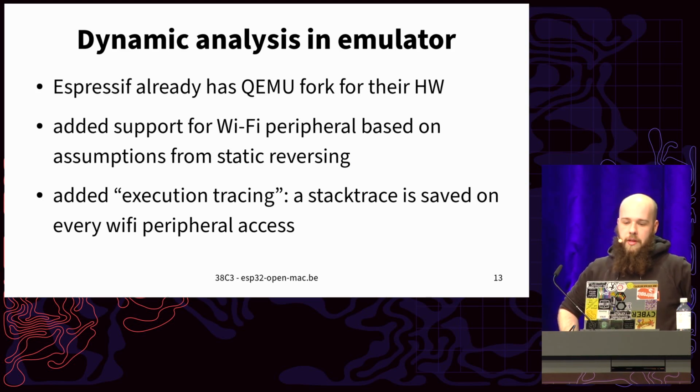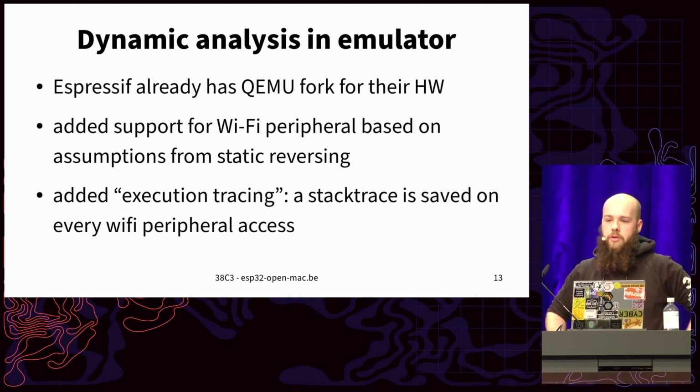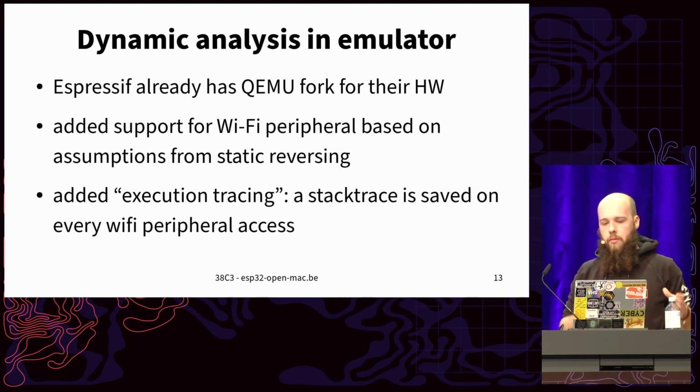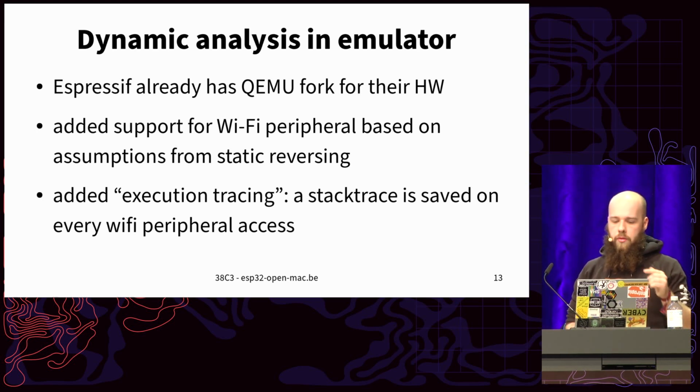And then luckily again for us, there was a fork of that fork that added some very basic Wi-Fi functionality, just enough so that the emulated ESP32 could connect to a virtual access point. So we worked further on that, and we added some logging, so every access to a Wi-Fi peripheral gets logged to a file. And then I also implemented execution tracing. So every time it writes to a Wi-Fi hardware register, it stops the emulator, and then it saves the entire call stack also to a file. So you can see from which functions which hardware registers got accessed.